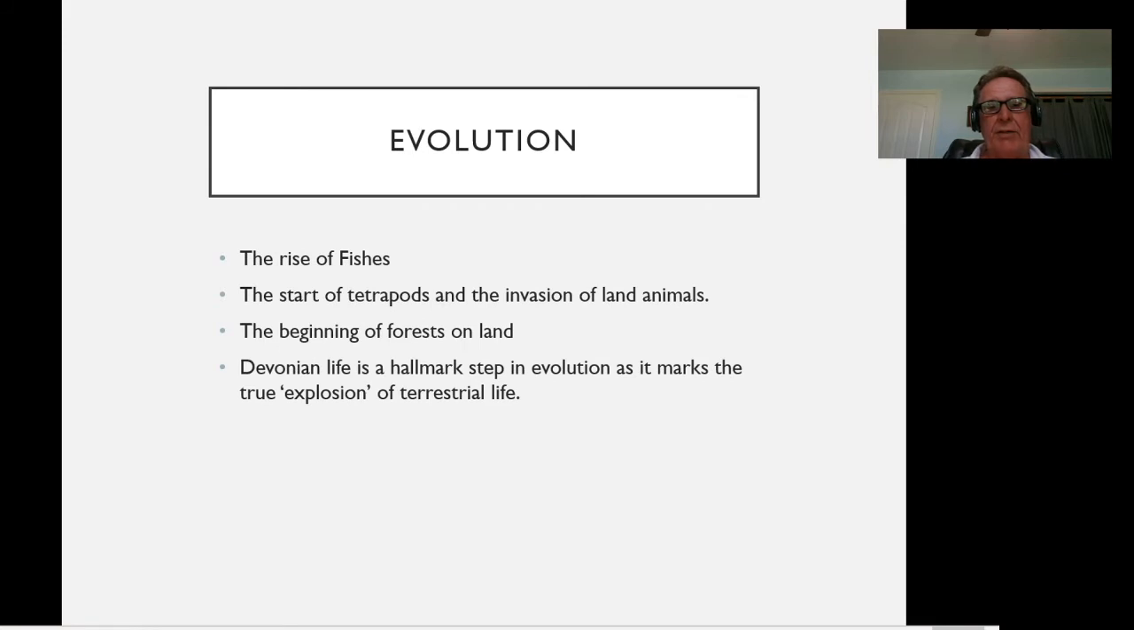I mentioned evolution, the rise of fishes, the start of tetrapods, the invasion of land animals, beginning of forests and land. And Devonian life is really a hallmark step in evolution. It's important to remember this.